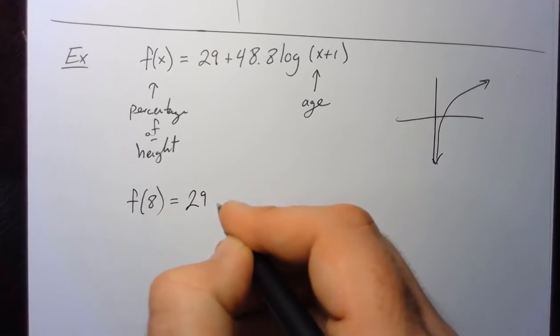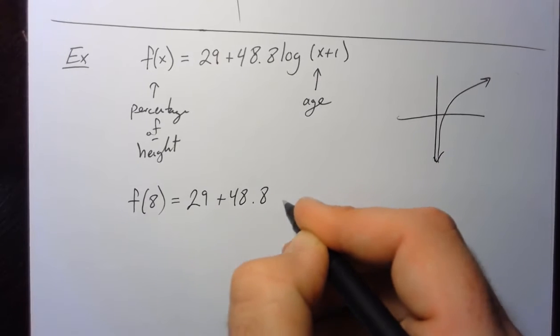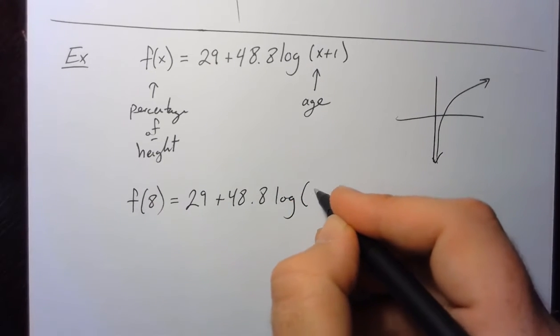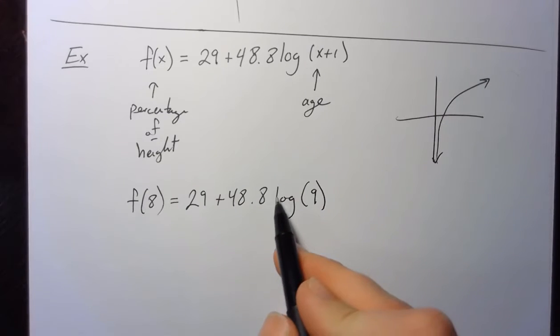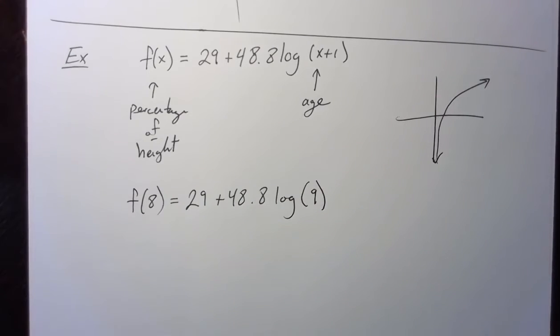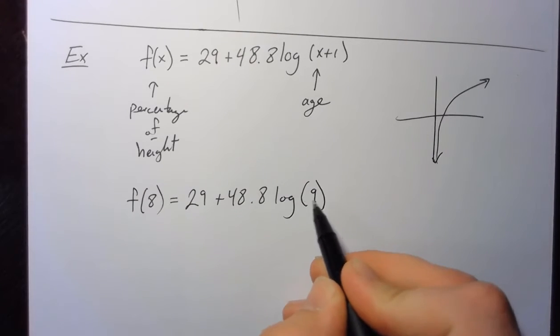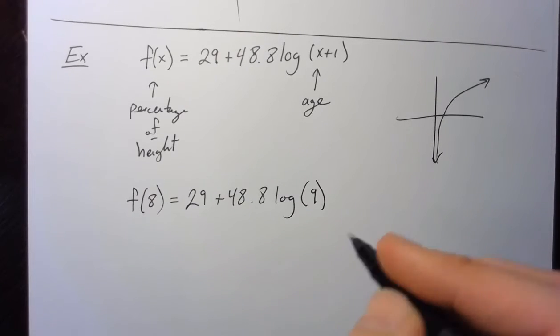Well, 29 plus 48.8 log of 8 plus 1. So that's going to be 9. And then if I evaluate log base 10 of 9, you can't really evaluate these unless they're a value you know. So let me ask the question that I've asked in previous videos. What power of 10 will give me 9? That's the question you want to ask.